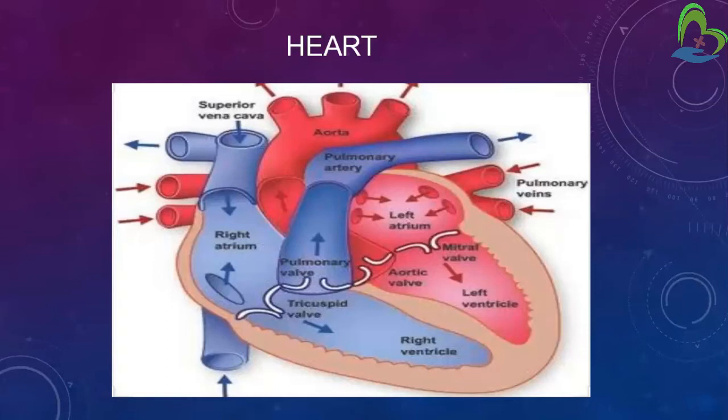Now in the lungs, the blood gets purified and the oxygenated blood enters through the pulmonary veins into the left atrium, and from the left atrium it enters into the left ventricle. Between the left atrium and left ventricle there is the mitral valve. Now from the left ventricle the blood goes to the aorta. In the aorta there is the aortic valve. Then from the aorta the oxygenated blood is supplied to all the body parts.